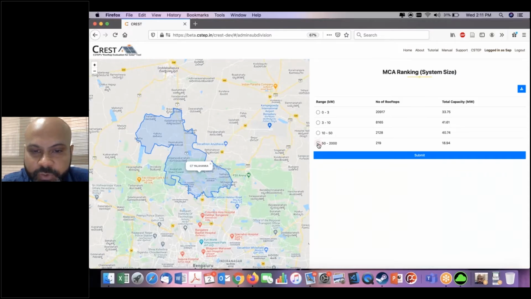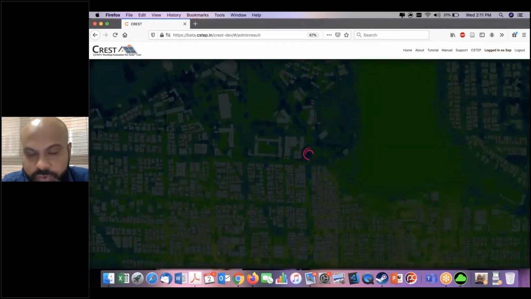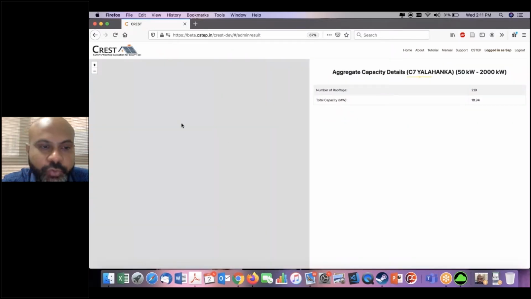Now, suppose I want to, as a developer, see where these buildings are. So I choose the bigger ones and I click on submit. So this tool will now show you in the map where exactly all the identified buildings are and what are the capacities on each of them and their exact lat and long. Because it's such a heavy tool, it will take some time to load. So I please ask you to bear with me.